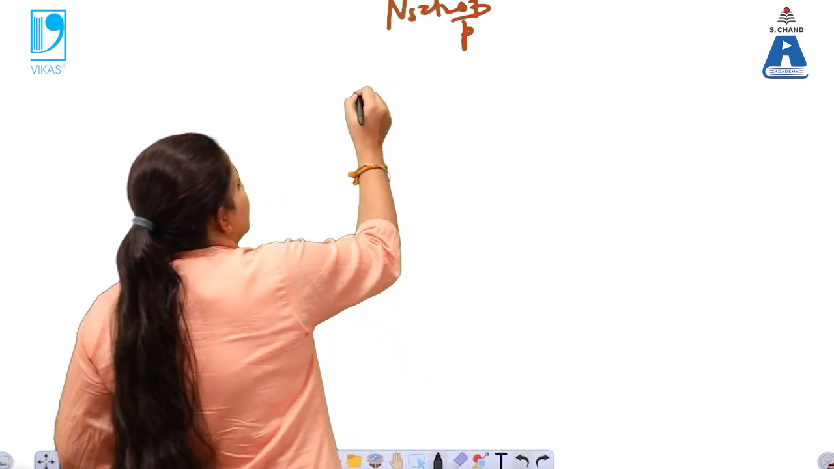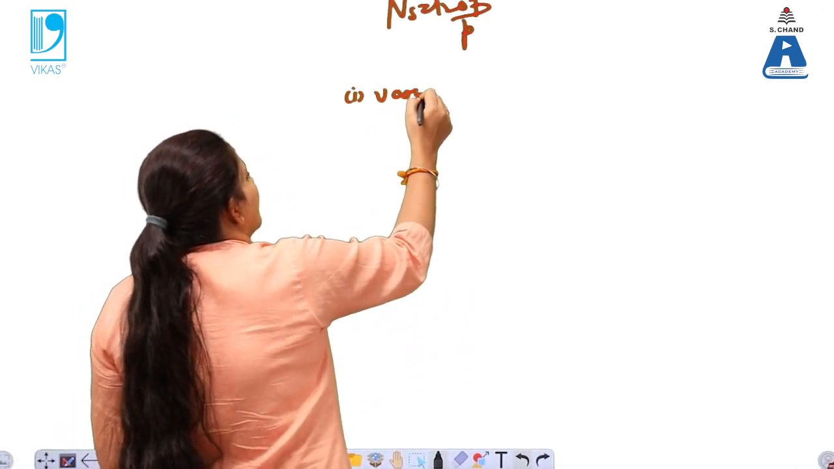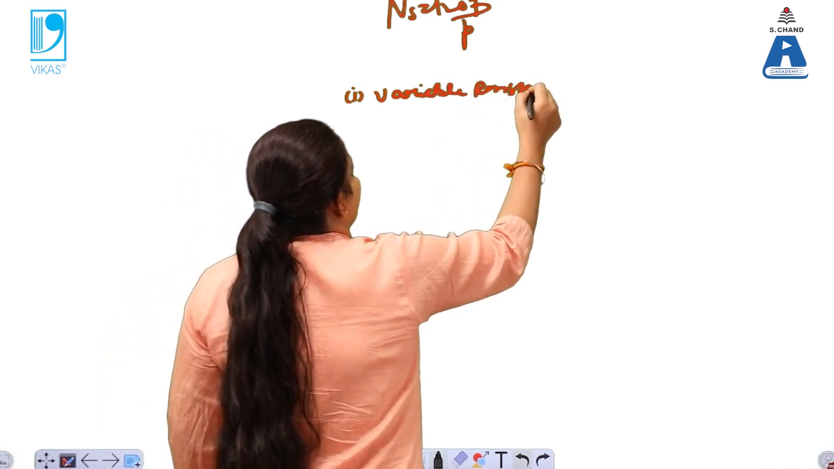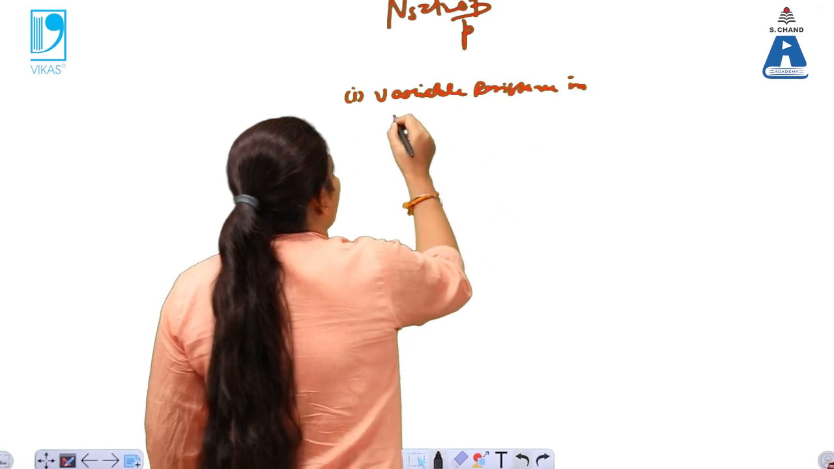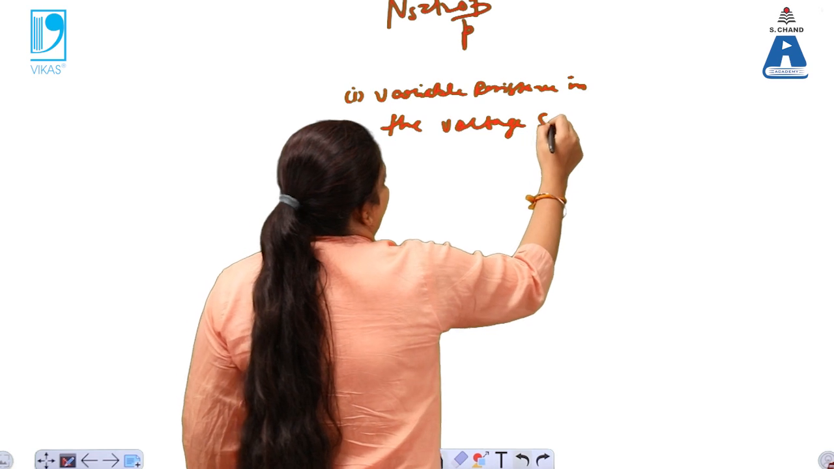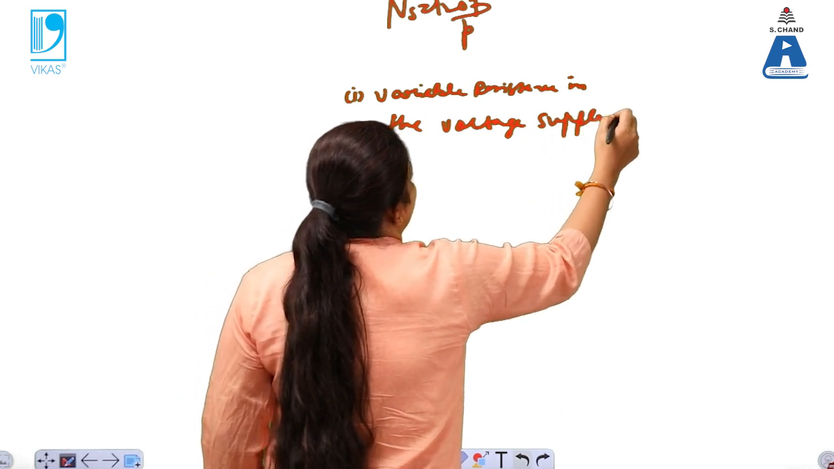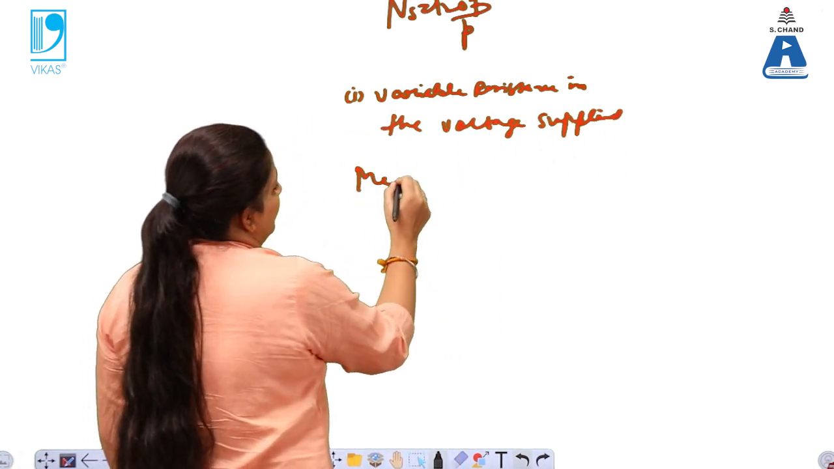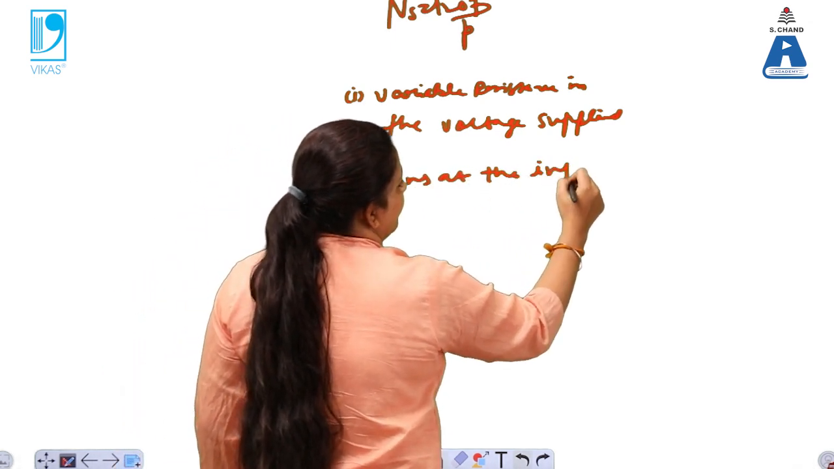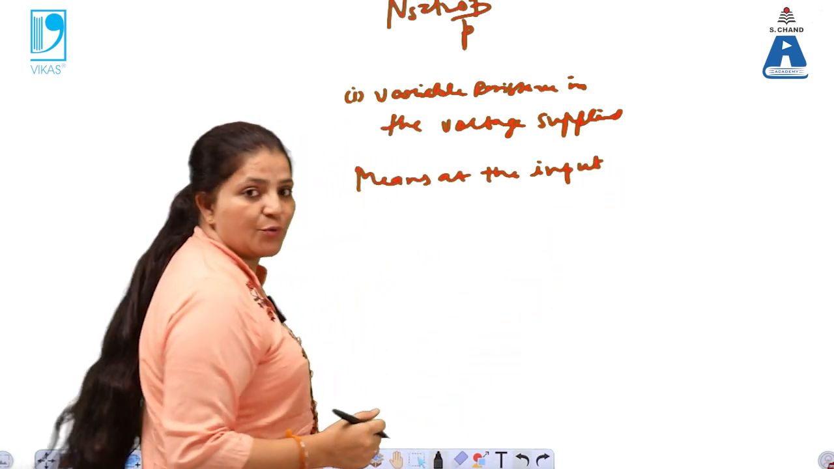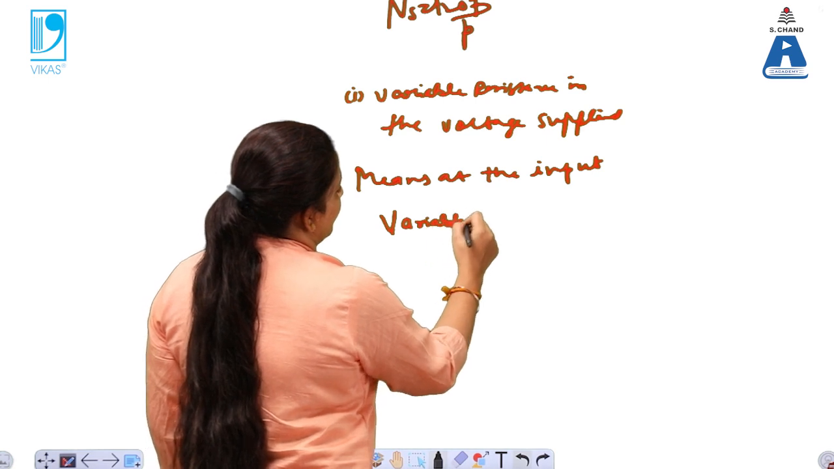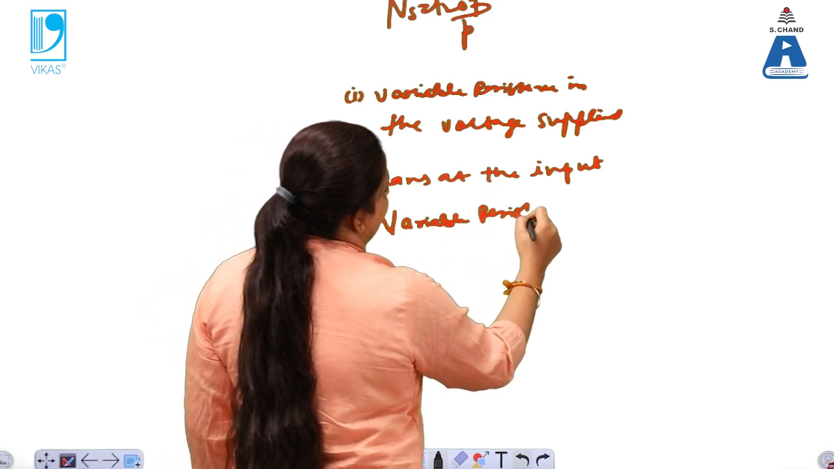So the first part, variable resistance, can be controlled by introducing a variable resistance in the voltage supplied, means in the input power, means at the input, a variable resistance is introduced.